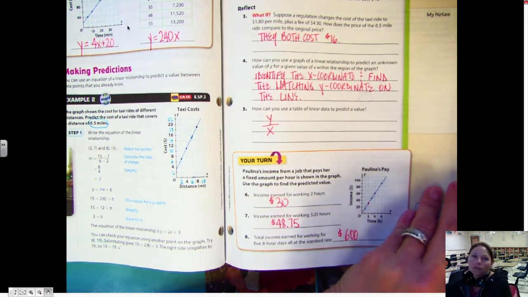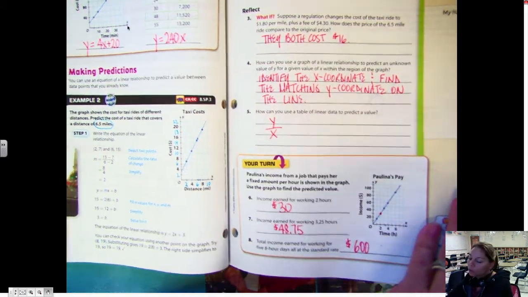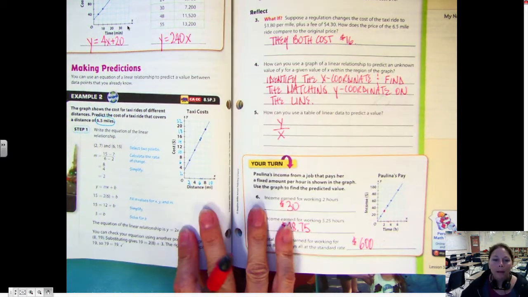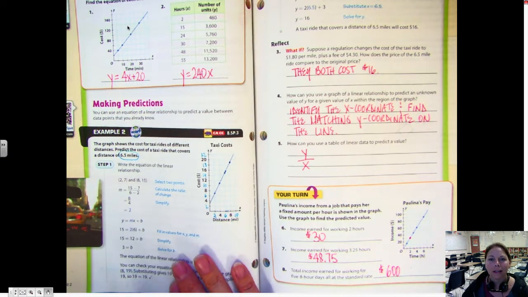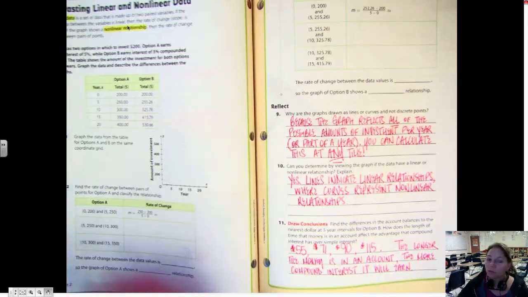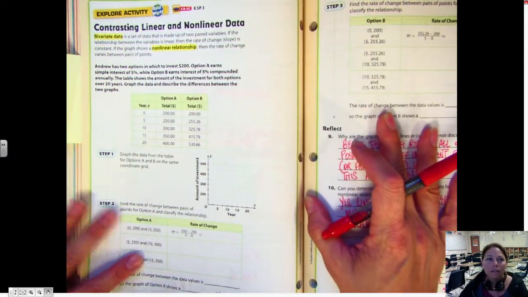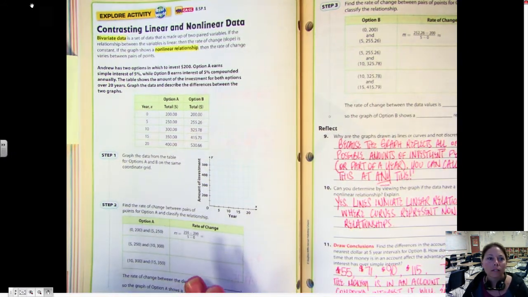Okay, we're almost done with the lesson, guys. The only thing that I want to do is to go over one more concept with you, and that is what happens when we don't always graph things that line up. And so that's where this new term comes in, that is contrasting linear and nonlinear data.